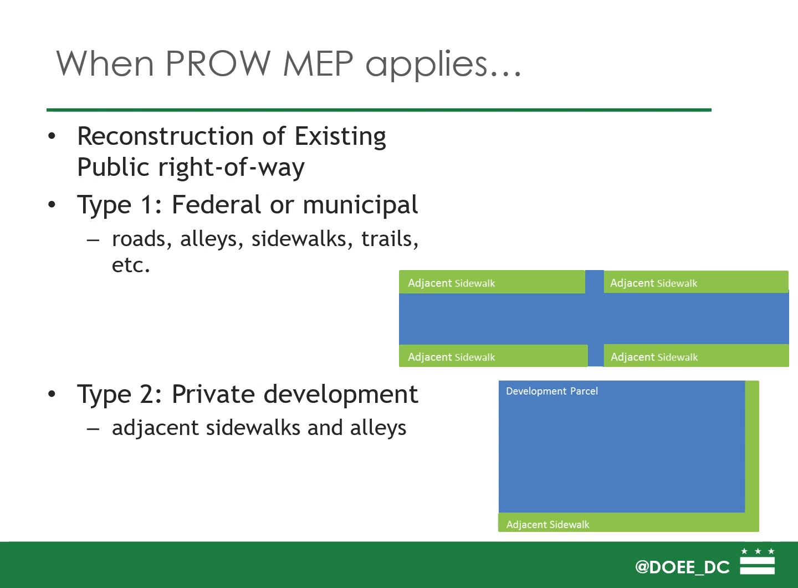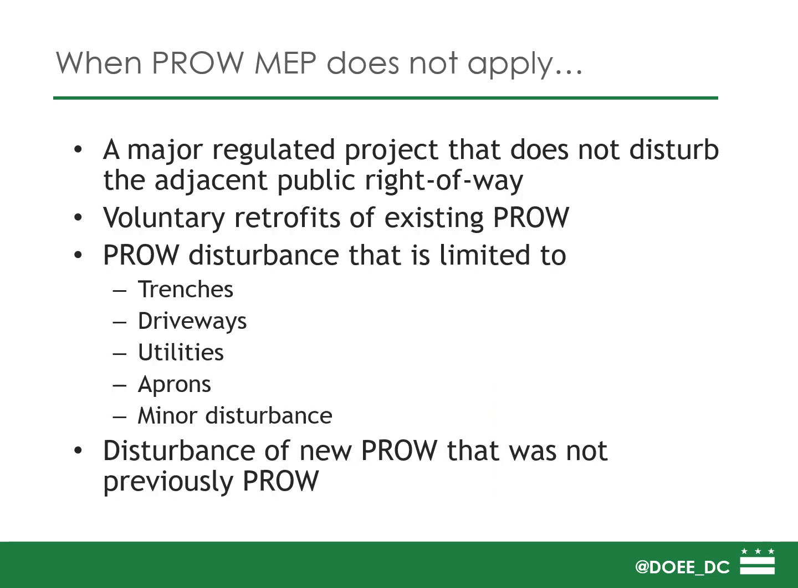The type that we're going to cover in this video is type 2, where there is a private development occurring on a development parcel, and then the adjacent sidewalk or alley, that adjacent public right-of-way down here, is being developed. We're going to cover this situation in a bit more detail because it's much more common and applicable to the general stormwater management plan.